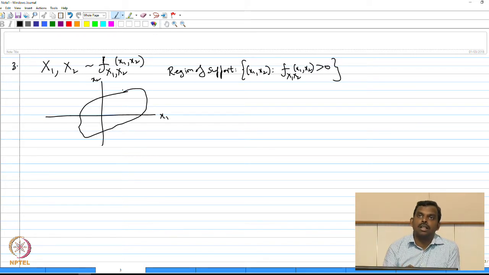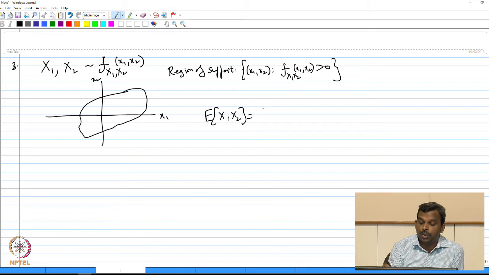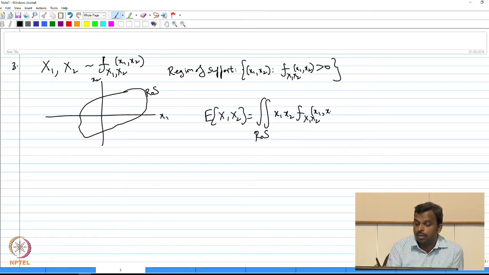All of these things you should be able to do. So for instance, if you have to find the expected value of x1 x2, what would you do? You'll have to do an integral over this region. I'll call it the region of support, integral over the region. Maybe I'll write a double integral for your comfort. You have to do x1 x2, f_{x1,x2}(x1, x2), dx1 dx2.